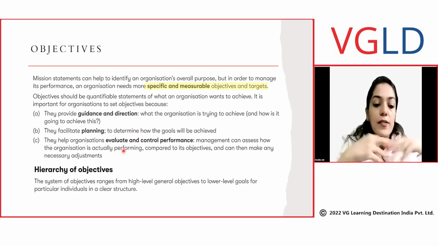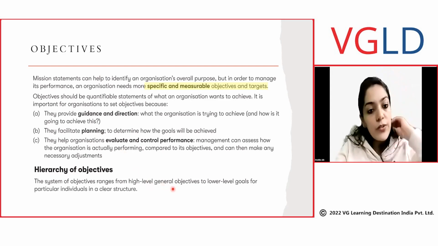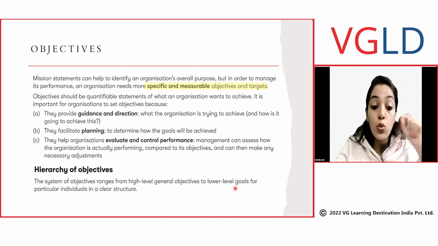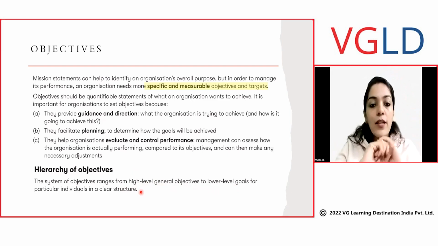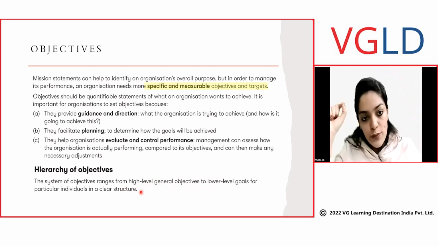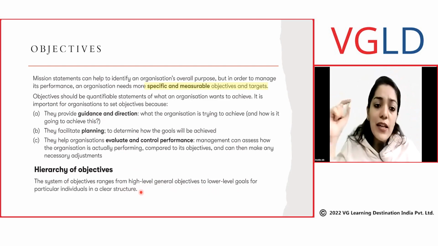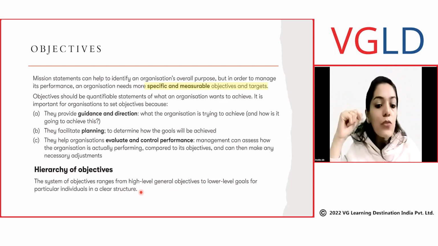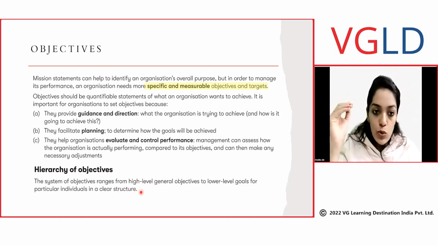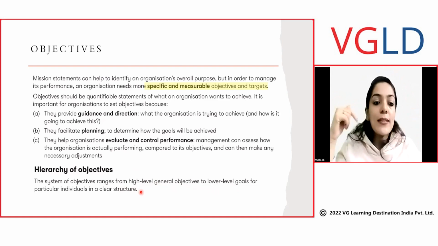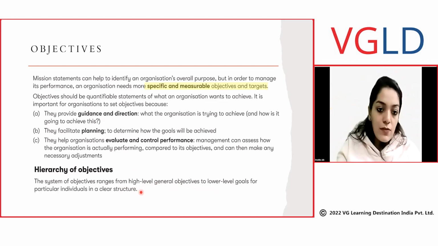Hierarchy of objectives. The system of objectives ranges from high-level general objectives to lower-level goals for particular individuals in a clear structure. Those of you who are working will already know this. When you are working, your manager assigns specific goals to you, right? This is what you have to do, and everything is very clearly defined at an individual level. So we call them goals because they're specific to you. And these goals are derived from the objectives which the company is there for. So that is what is given here.